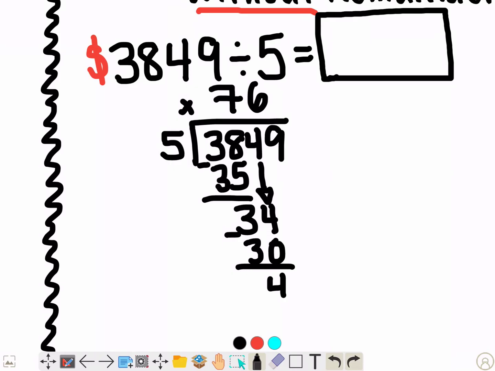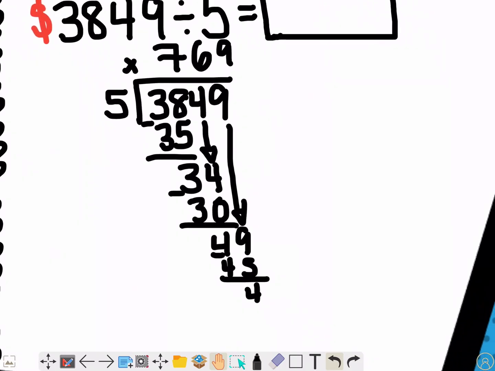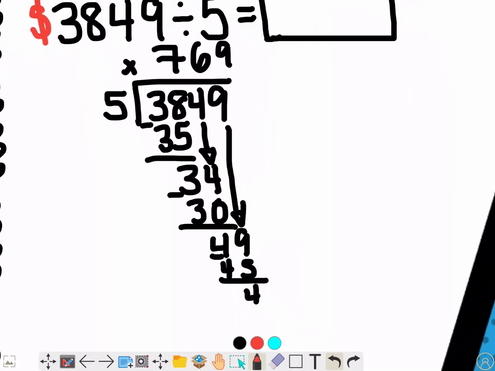5 people, it's not enough. So I bring down my ones. Can 5 go into 49? Yes, it can. It can go in there 9 times. 9 times 5 is 45, and I subtract. So I'm left with $4 left over, but I don't want to just leave those $4 laying there on the ground. I want to break it apart.